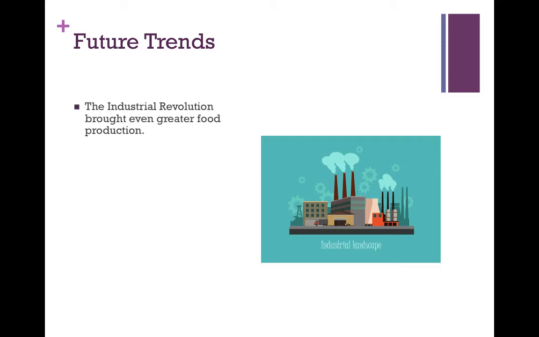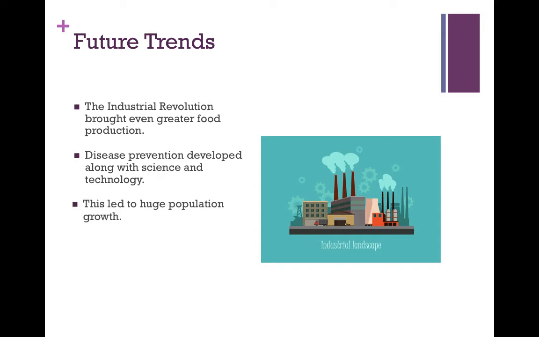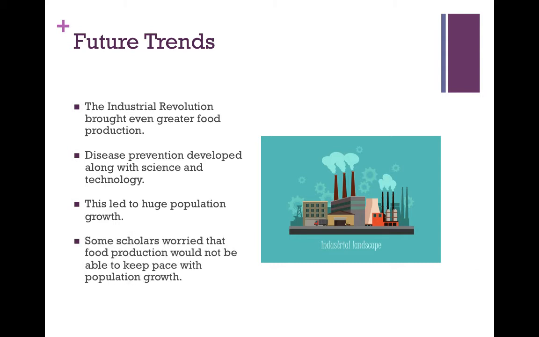The Industrial Revolution brought even greater food production. Disease prevention developed along with science and technology. This led to huge population growth. Some scholars worried that food production would not be able to keep pace with population growth.